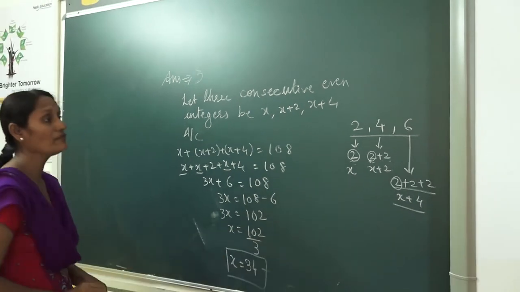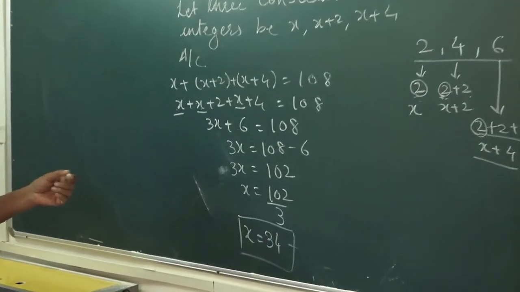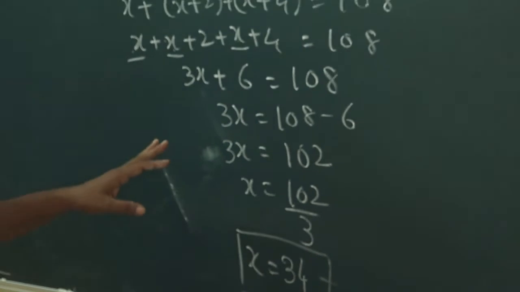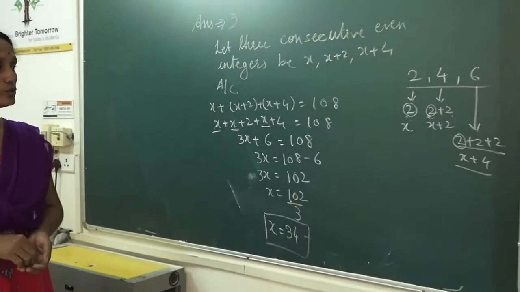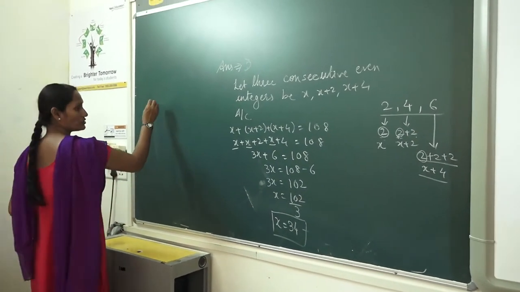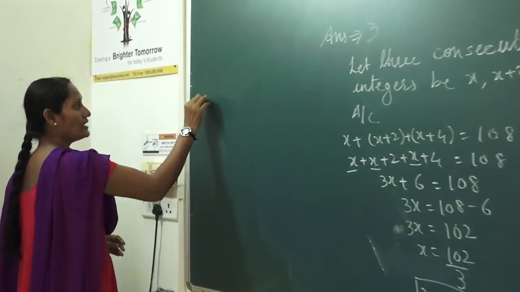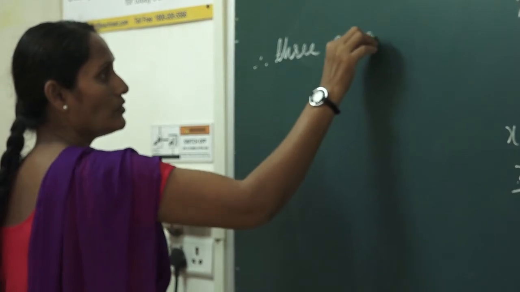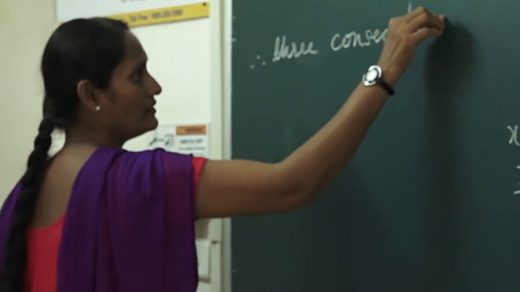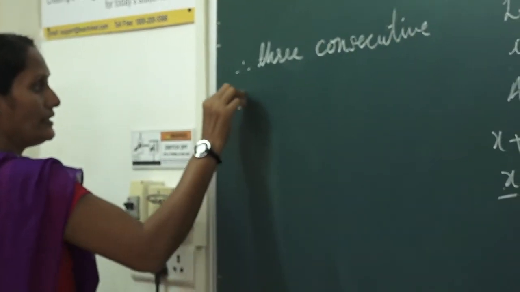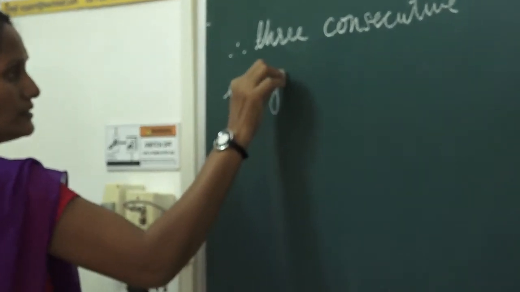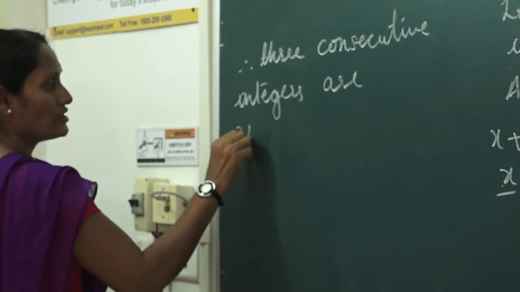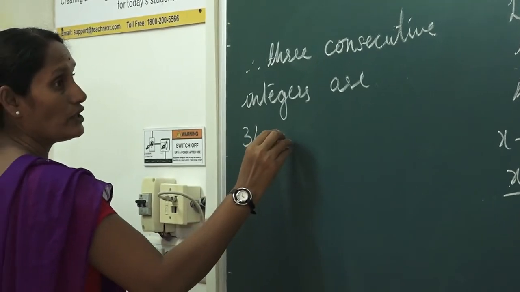Okay. But this is my first integer. And how many integers do we want? 3 consecutive integers. So to get the 3 consecutive integers, my next step I am writing here. Therefore, 3 consecutive integers are, first was 34 and second was what?